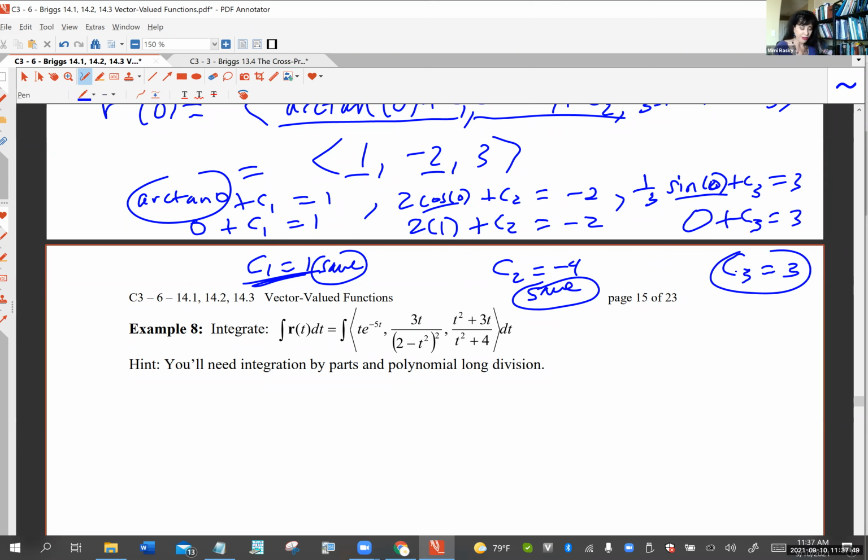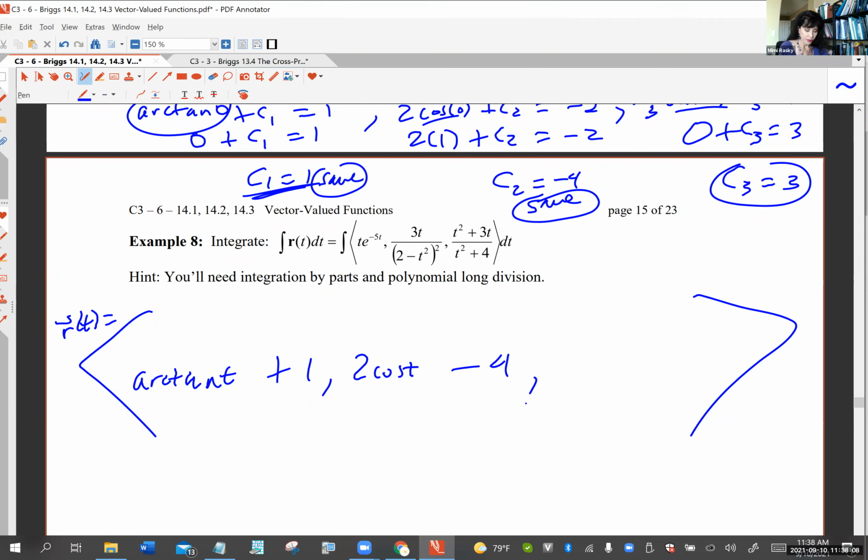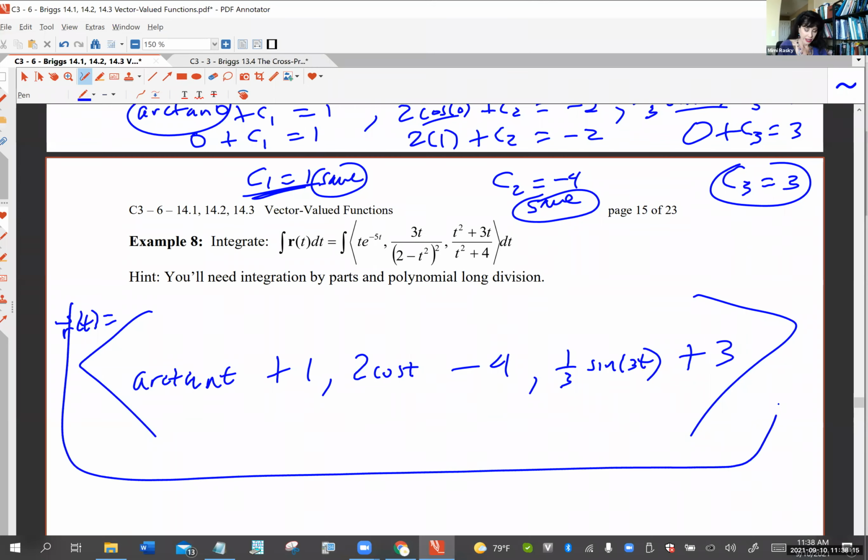So now you have your final answer. Final answer is going to be this vector valued function. I'm just making it really large. So R of t equals, here we go, arctan t plus 1, 2 cosine t minus 4, 1/3 sine 3t plus 3. Whew. Yikes. And there's your big final answer.